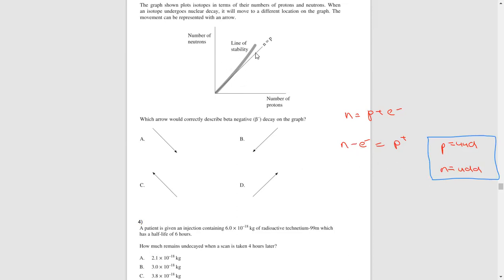So that means the number of neutrons has gone down by 1, minus 1 neutron, and you've got 1 more proton, plus 1 proton, meaning you've gone down and to the right. So it would be A.